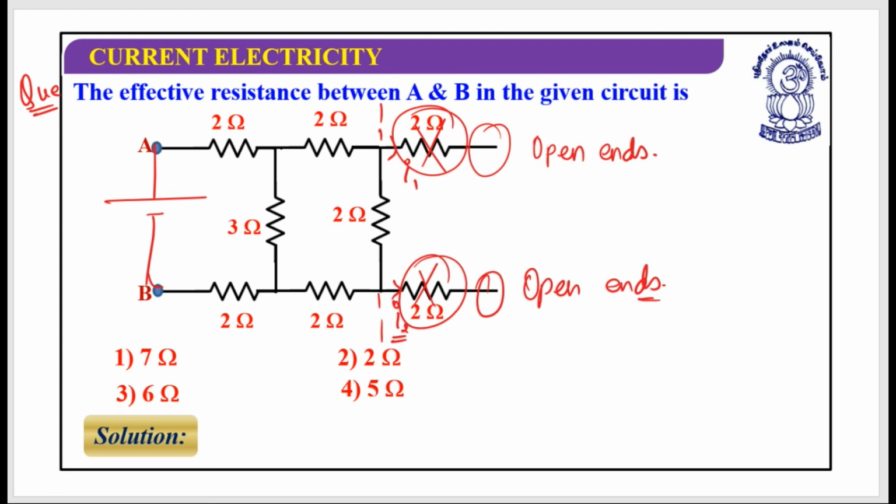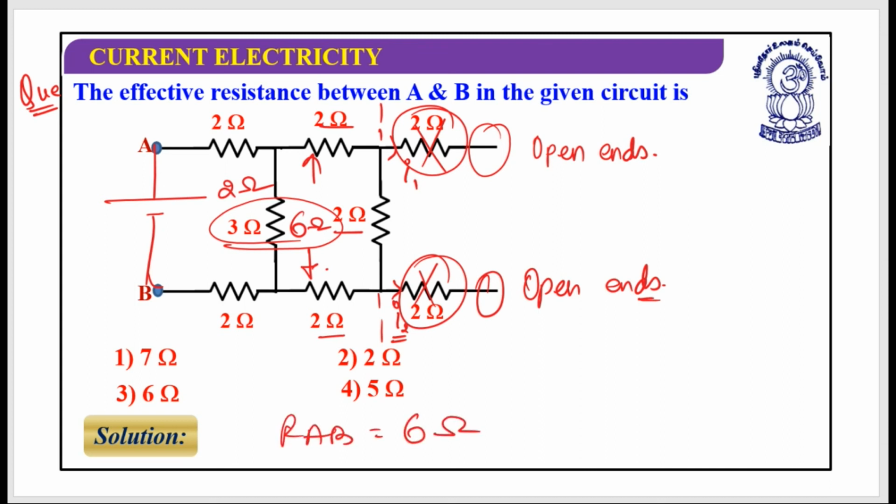So now how can you do this? Look at this, it's 2, 2, 2, which is 6 ohm. And this 6 ohm is in parallel combination with the 3 ohm. I know their parallel combination will be 2 ohm: 3 times 6 is 18, divided by 3 plus 6, which is 9, so 18 by 9. We did it in the previous slide. Now it's 2, 2, 2, and RAB would be equal to 6 ohm. Is it clear?